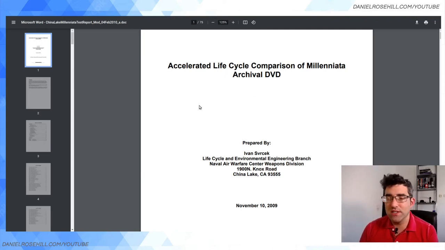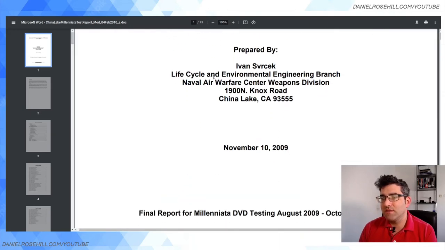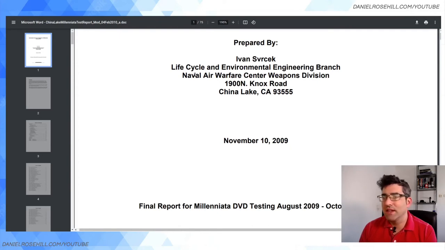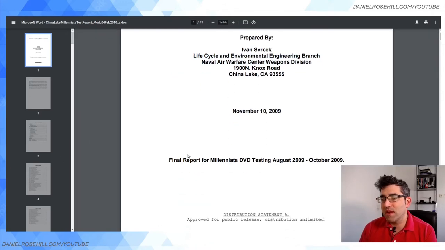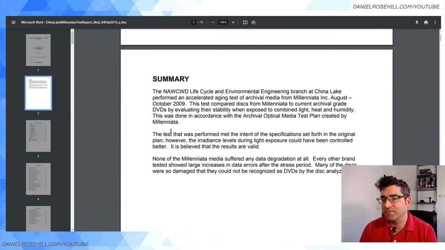So that was the French report, and this is the US report. The US report's longer, it's a 75-page document. Accelerated life cycle comparison of Millenniata archival DVD prepared by Ivan Sivrkek at the life cycle environmental engineering branch of the Naval Air Warfare Center Weapons Division. Final report for Millenniata, approved for public release, distribution unlimited. And this is more bullish, as you can see. None of the Millenniata media suffered any data degradation at all. Every other brand tested showed large increases in data errors after the stress period.